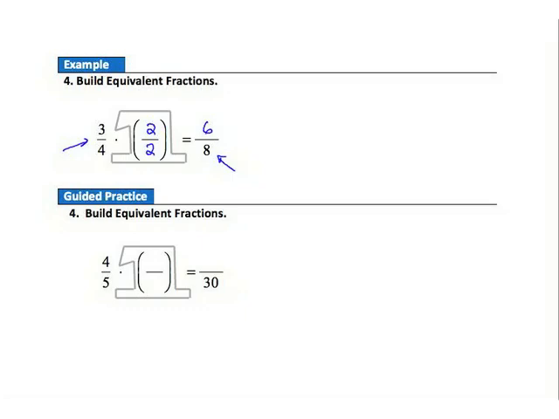Now it's time to check your understanding of building equivalent fractions. Hit pause on your video player and answer the guided practice question. When you're done, hit play to see how you did.